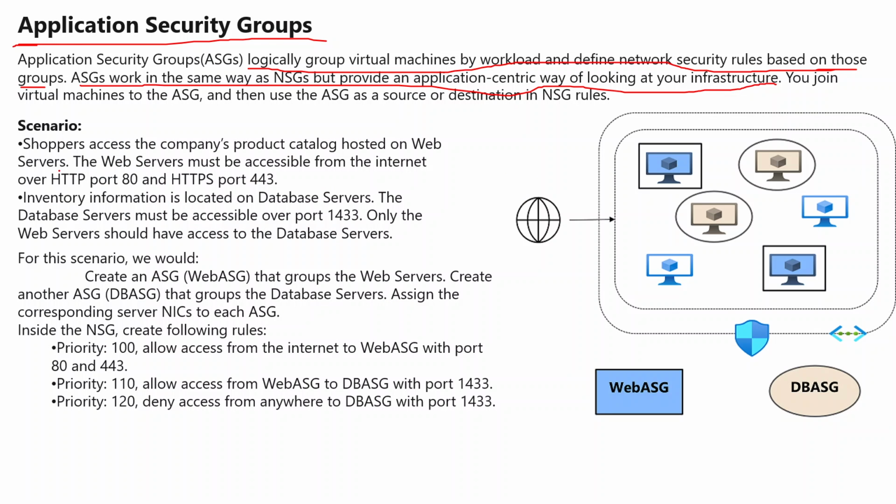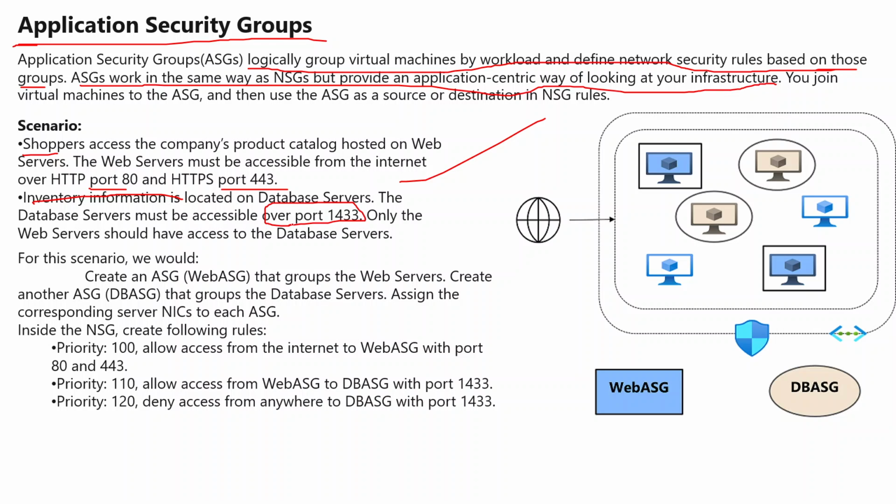Consider a scenario. There are shoppers, people who are trying to access the company's product catalog hosted on web servers. The web servers must be accessible from the internet over HTTP ports. There are two ports, port 80 and port 443. So these web servers should be accessible from the internet. That is one use case. And the second thing is, inventory information is located in database servers. All the database servers are accessible over port 1433.